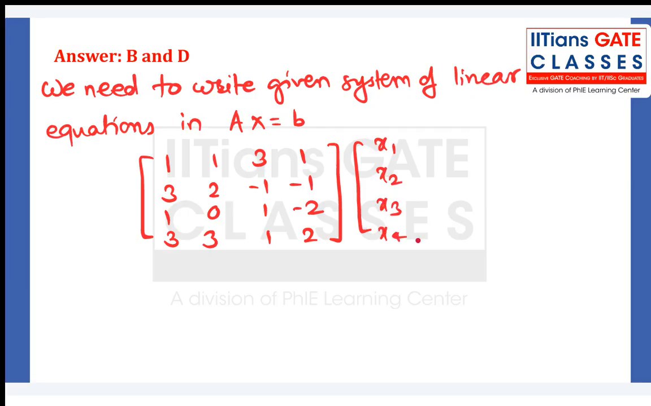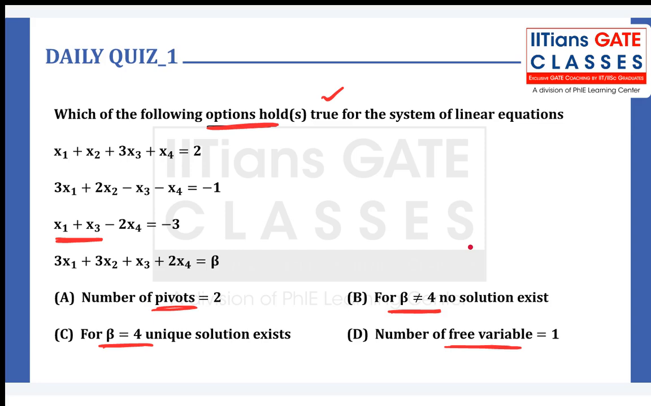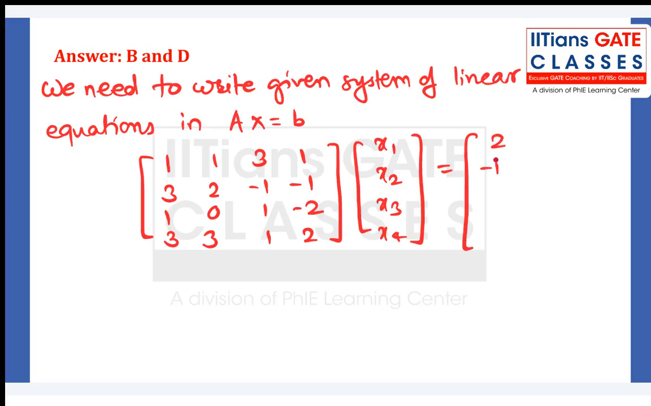And the B matrix is nothing but whatever is on the right hand side of these equations in the same sequence. So that will be 2, minus 1, minus 3, beta.